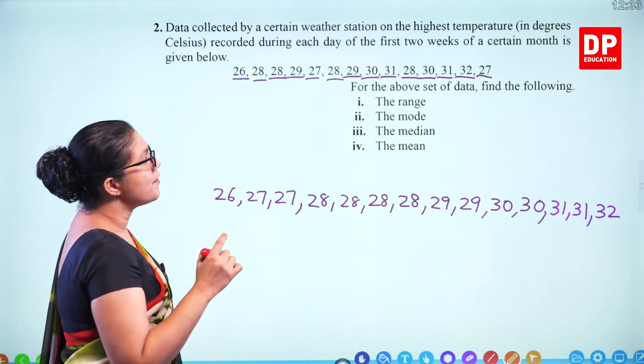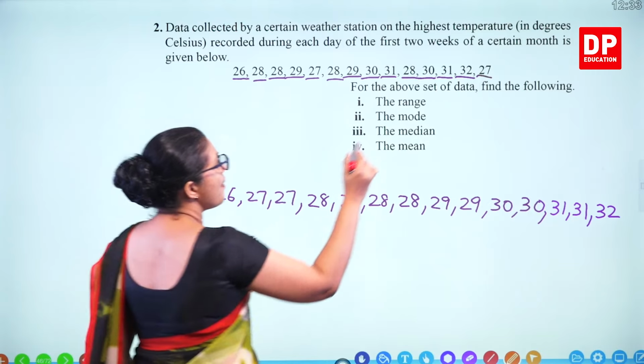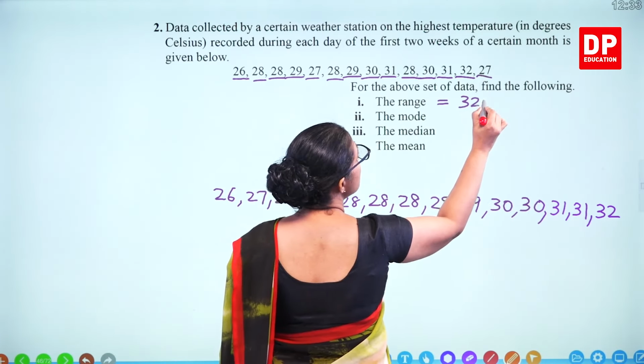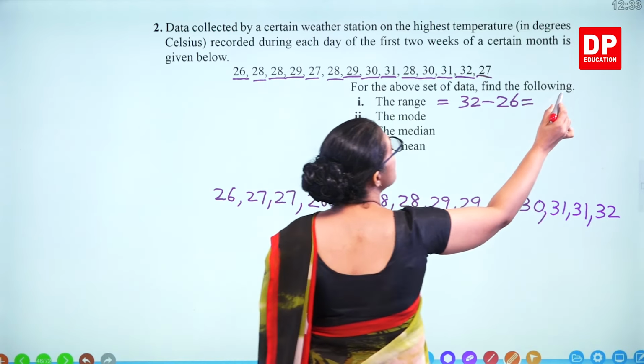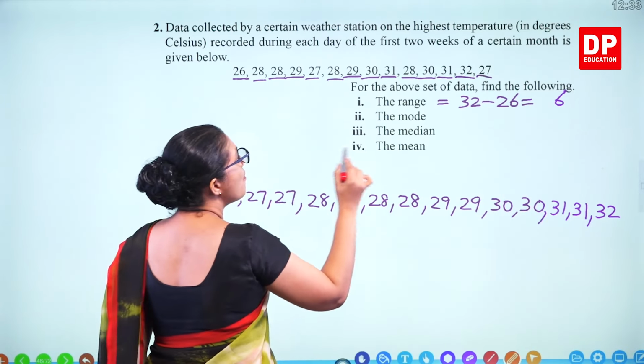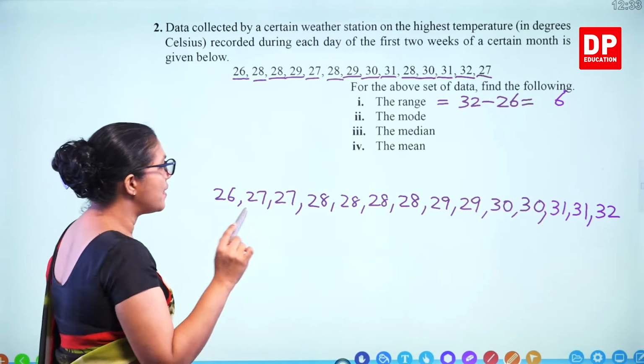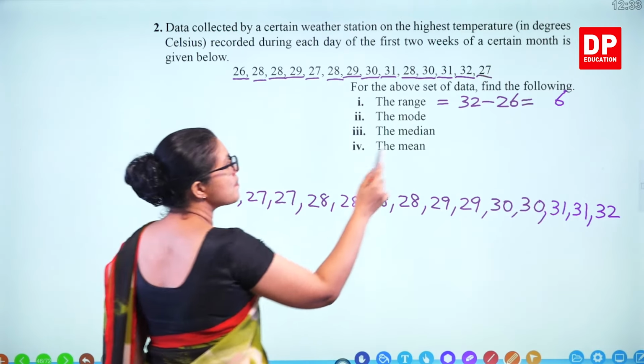Now you can find the range. Highest minus lowest, that's 32 minus 26. You get 6. Mode is the most frequent number. 28 four times.